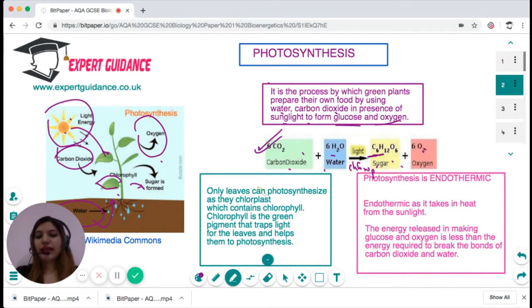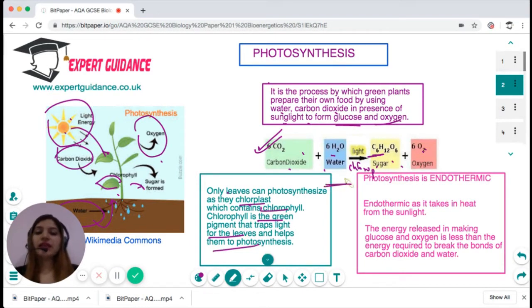Okay, now why only leaf can photosynthesize? Why not roots? The reason for that is the presence of chloroplast. The leaves have chloroplast, which contains chlorophyll in it, which is a green pigment that can trap light energy from the leaves, and helps them to photosynthesize.